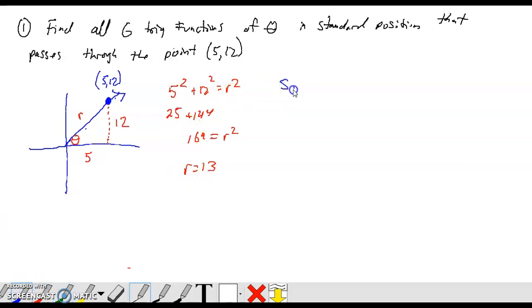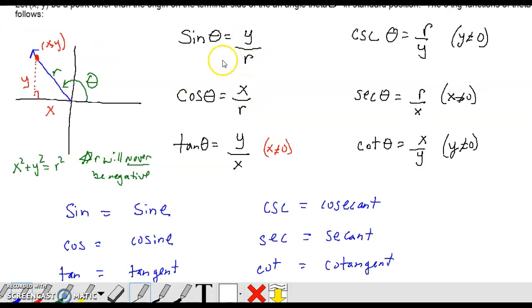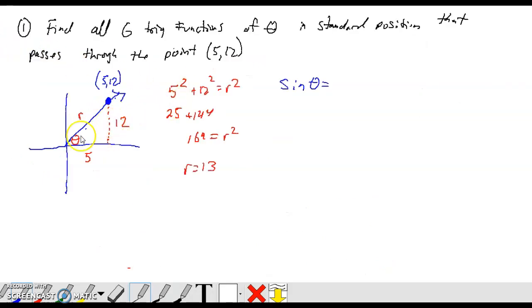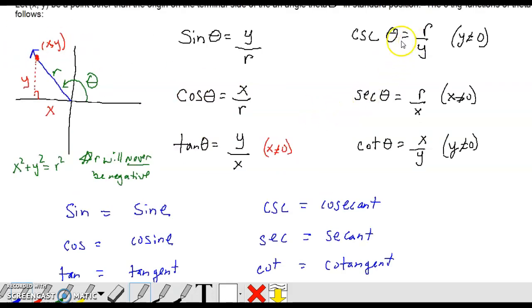So first thing I'm going to do is discover my sine of theta. So remember, sine of theta is your y over your r. So y is 12, r is 13. So 12 over 13. Cosine is next. So cosine, remember, is the x over your r. So your x is 5, and then your r is 13. Tangent is slope. So remember, that'll be your y over your x. So 12 over 5. And then remember, all of these are your reciprocals. So the reciprocal of sine is cosecant. Reciprocal of cosine is secant.